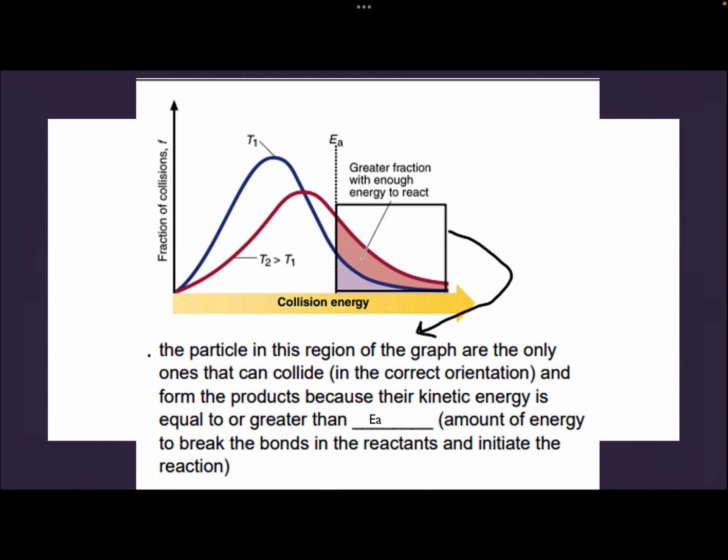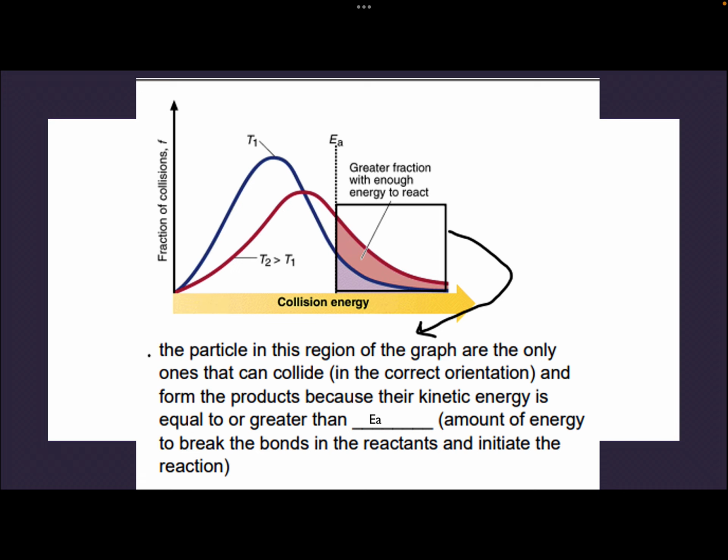So in that region where it shifts to the right, the particles in that area on that graph are the only ones that can collide in the correct orientation. Correct orientation is really important, and if they're not colliding in the correct orientation, it's not going to form products. So we have to make sure that their kinetic energy is equal to or greater than the amount of energy that is required to break those bonds and then initiate that reaction.